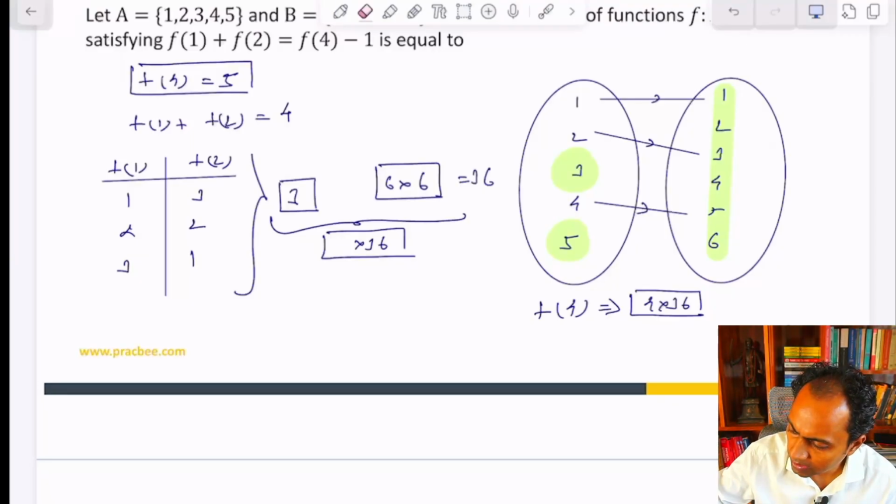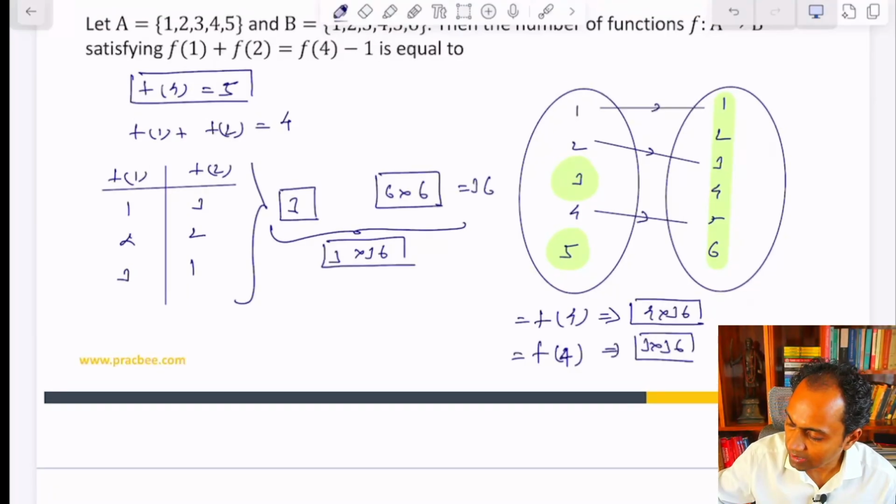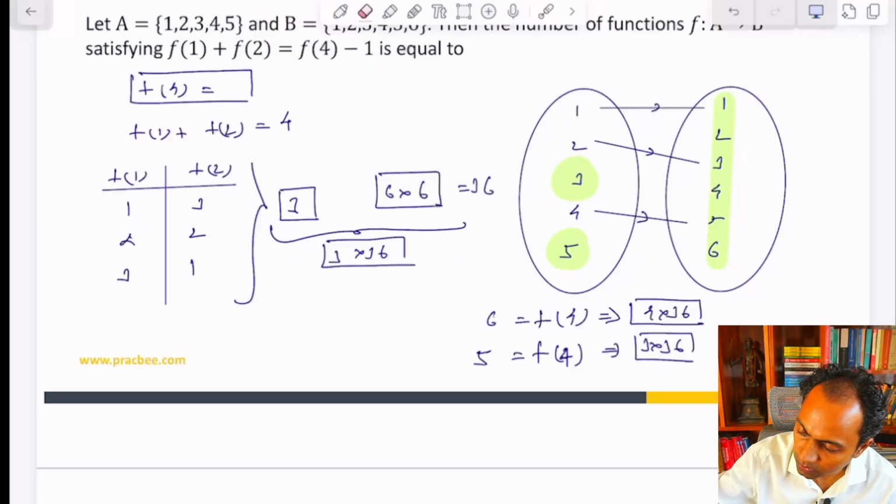So ultimately what will change is here. It will become 3 into 36 cases. See that when f of 6 was 6, it became 4 into 36. It was 5, it became 3 into 36. Now let us consider this value as 4 and see what happens. So if I make this value 4, this will become 3, and correspondingly the cases will also change.